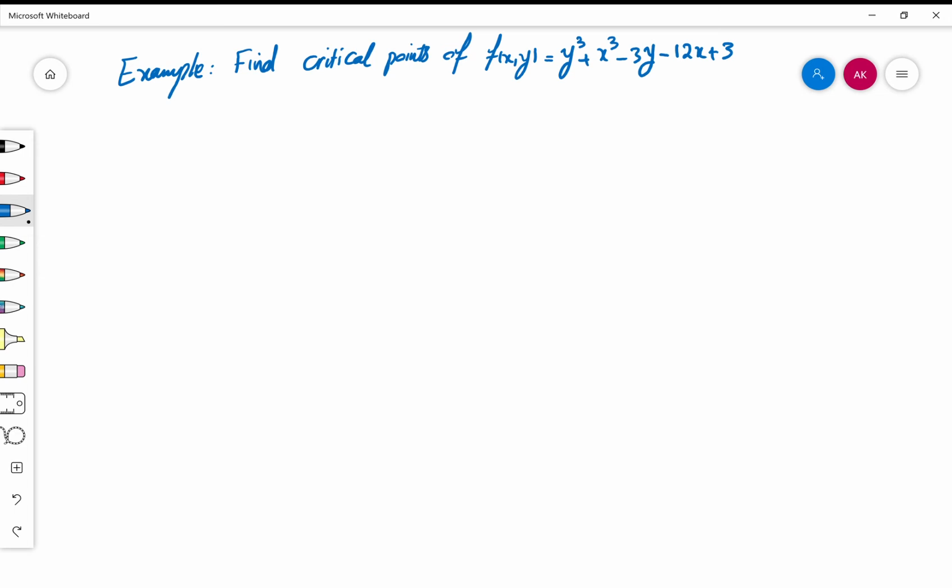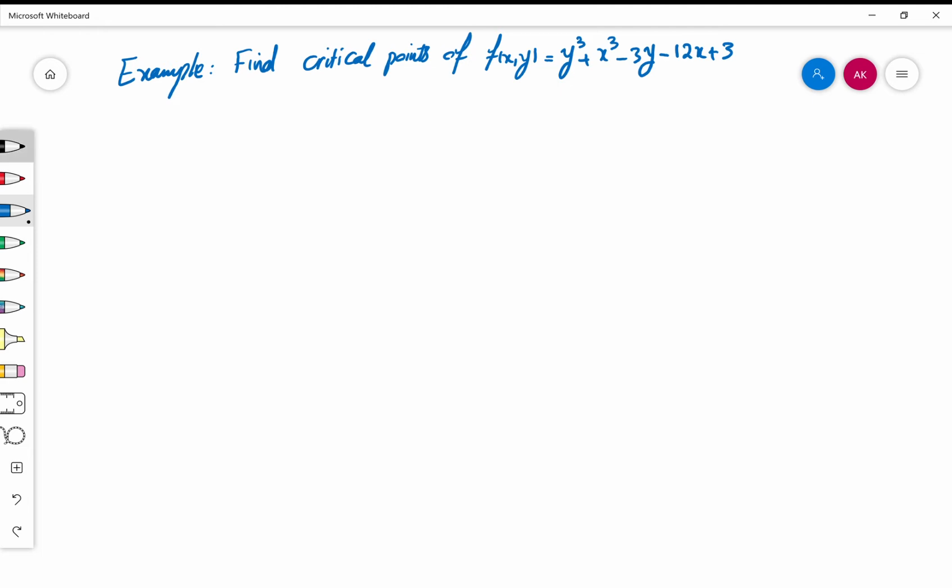Hello everyone. In this video, we will try an example in which we find critical points of a function with two variables. The question says: find all critical points of the function f of x, y equals y cubed plus x cubed minus 3y minus 12x plus 3.